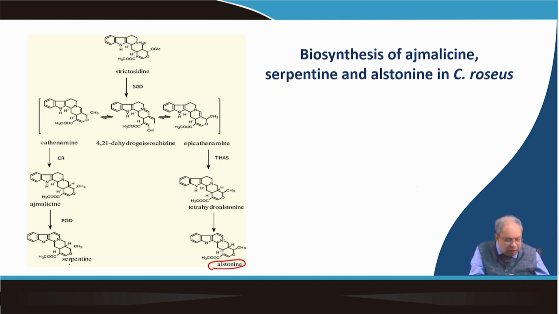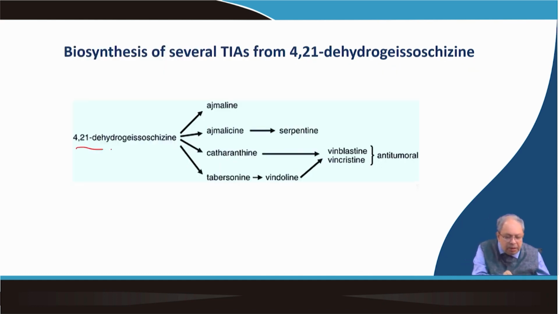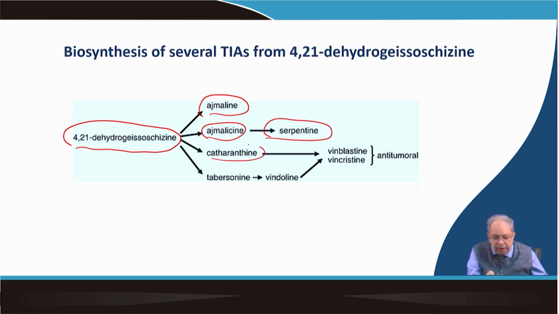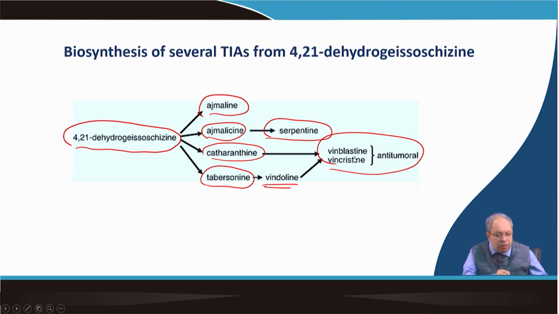This is alstonine, this is serpentine, which is coming from ajmalicine. So, this is just a reminder that 4,21-dehydrogeissoschizine, which is formed from strictosidine aglycone, is a branching point from where ajmalicine can be formed, which is converted into serpentine later, catharanthine can be formed, and tabersonine can be formed, which is converted into vindoline, and then eventually it makes this compound. So, 4,21-dehydrogeissoschizine is an important intermediate.